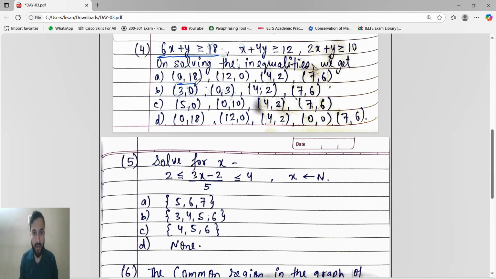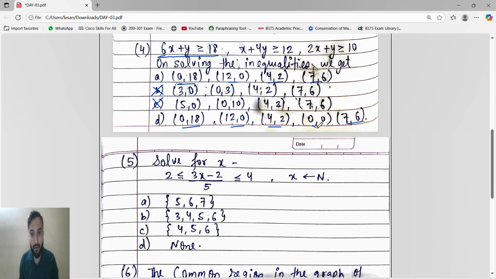Okay, we have 0 comma 18 in this one. In this one, we don't have 0 comma 18, so it is eliminated. In this one also we don't have 0 comma 18, so it is eliminated. But here we have 0 comma 18, so it is either A or D. 0 comma 18, same. 12 comma 0, same. 4 comma 2, same. 7 comma 6, same.